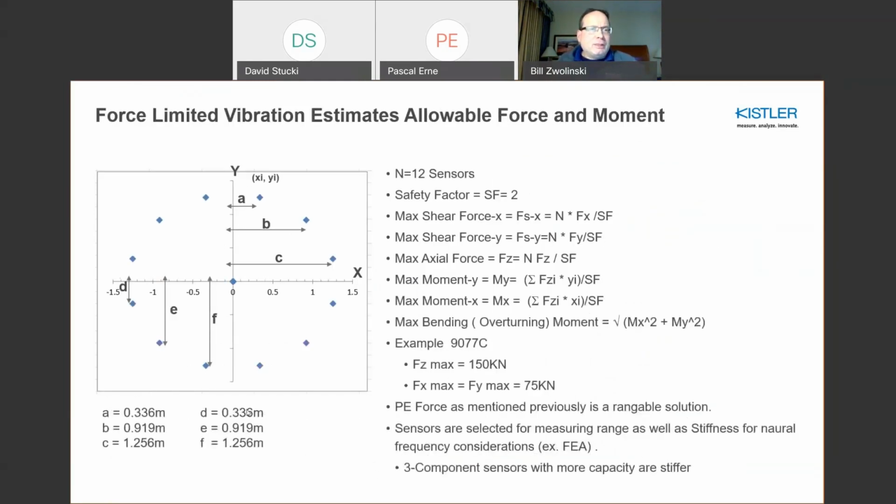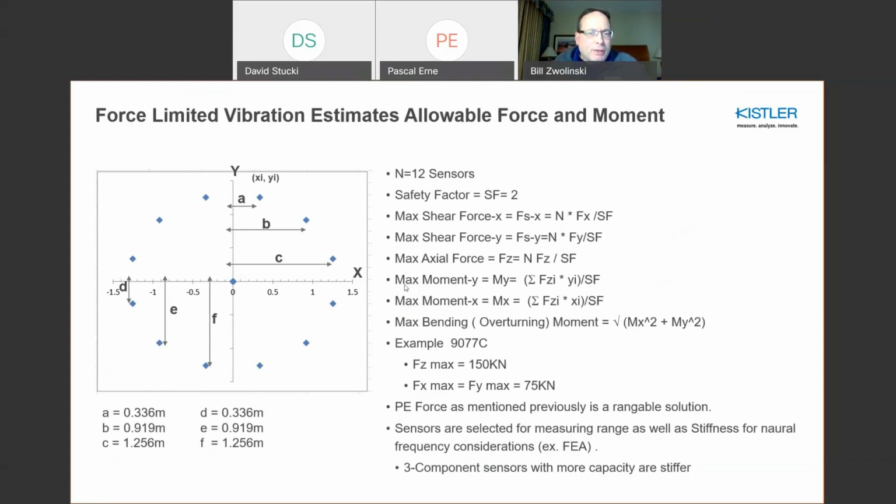And this is just an example of what you might use as a rough estimate for allowable forces and moments. You can take the number of sensors. You can look at the maximum shear forces allowed and axial forces. Use the number of sensors and a safety factor, typically a factor of 2. It's quite useful to come up with guidelines for maximum shear and axial forces.